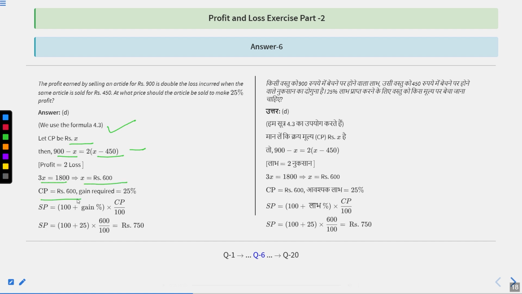So if CP is 600 and the gain required is 25%, SP will be (100 plus gain) multiplied by CP upon 100. We can easily calculate it: 100 plus 25, 125, multiplied by 600 upon 100. So it will become 6. So 125 multiplied by 6 becomes 750. Clear? D is the correct answer.